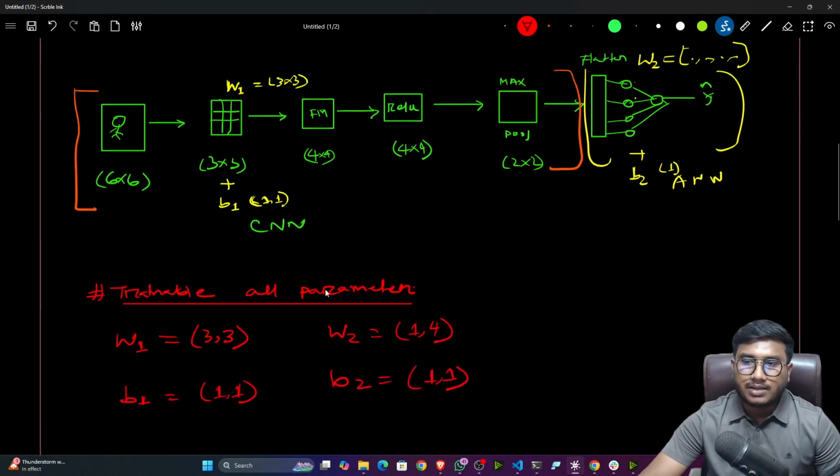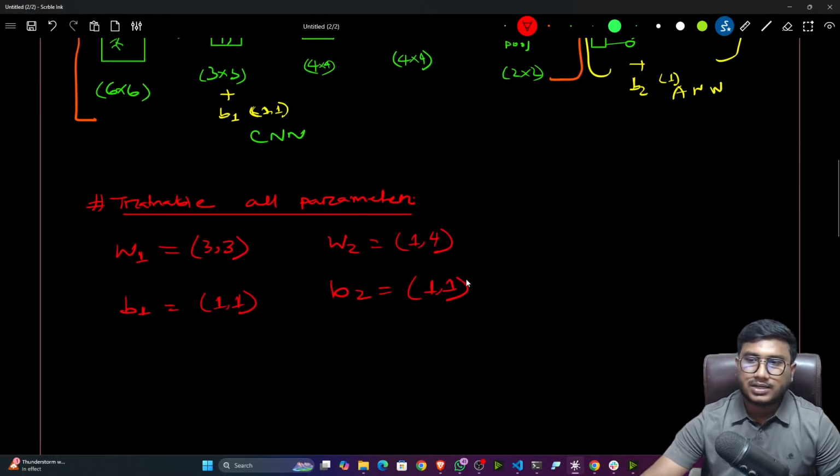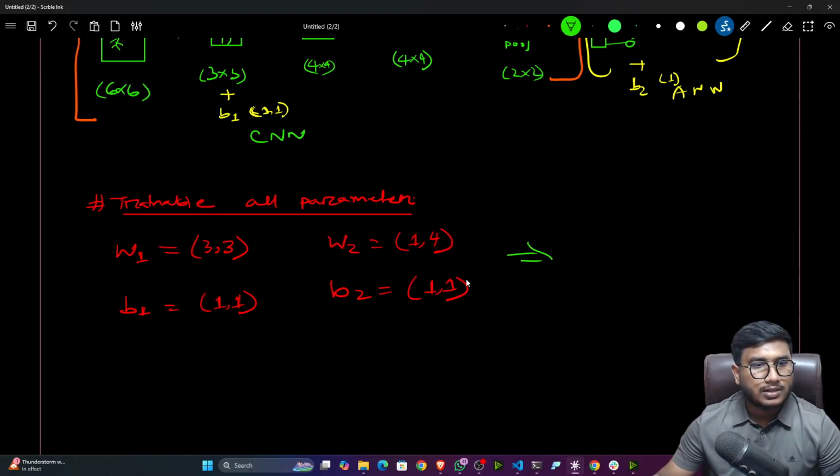So these are the trainable parameters I'm having. Now how many trainable parameters, guys, in total? In total how many parameters do you have here? Tell me. Just try to count. You can count, guys.